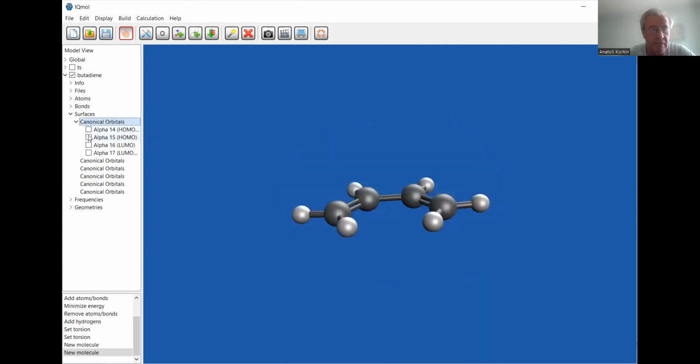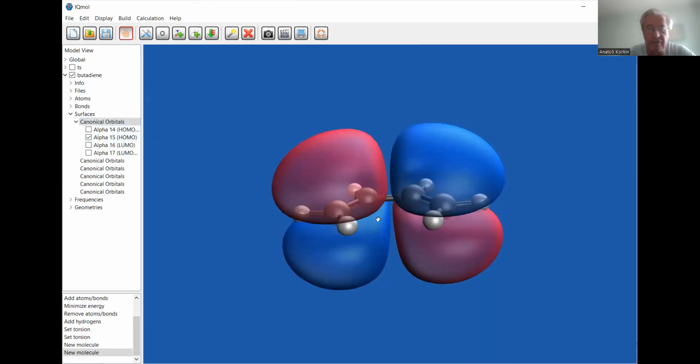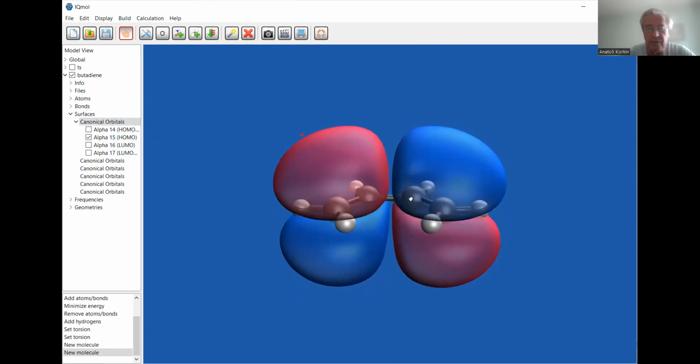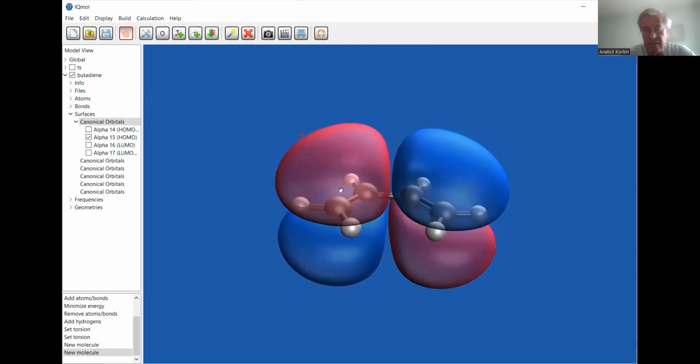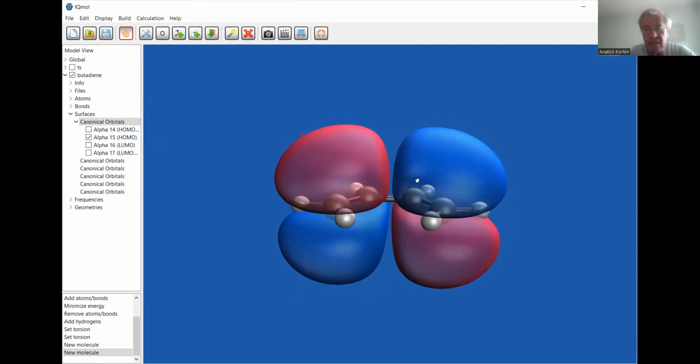So let's now look at the highest occupied orbital. It's a pi orbital, with bonding in the area connecting the two terminal carbon atoms to their central atoms. So there's bonding in this area and anti-bonding in the central part. This is exactly what is in the scheme suggested by the Woodward-Hoffmann rules.